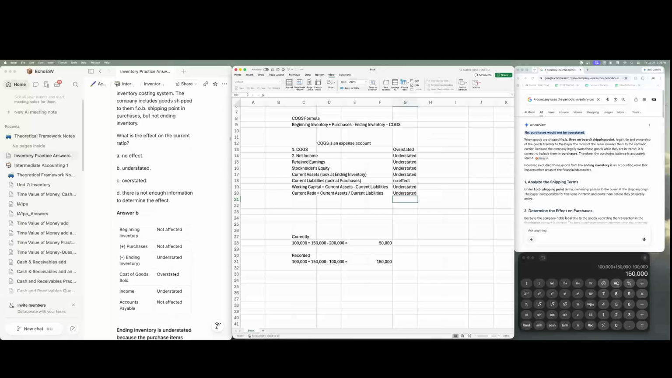So the beginning inventory has no effect, purchases not affected. Ending inventory is understated. Cost of goods sold is overstated. The net income is understated, as well as the current ratio would be understated.